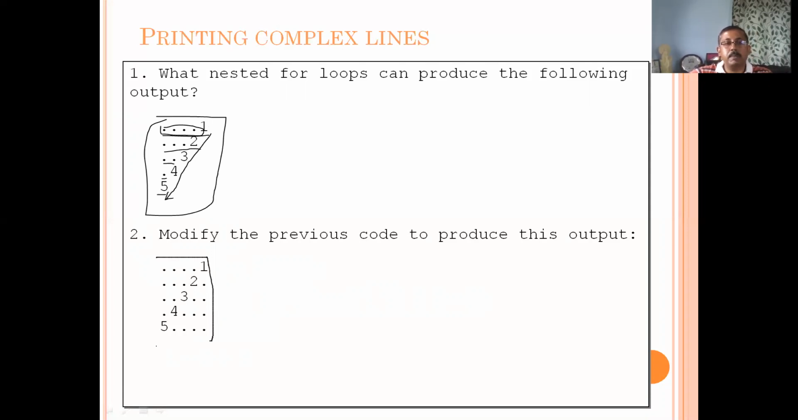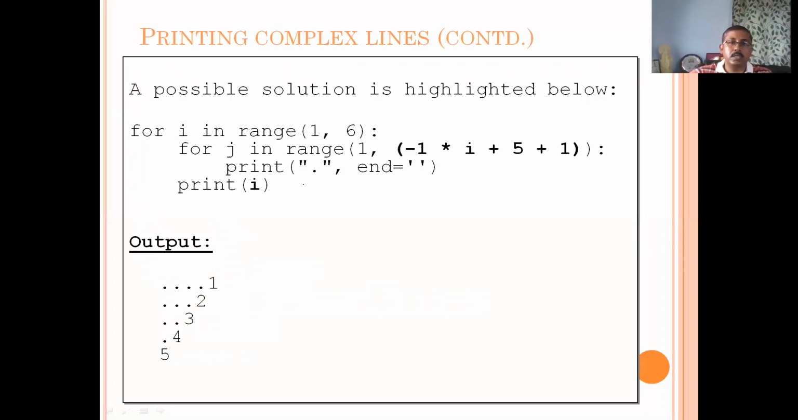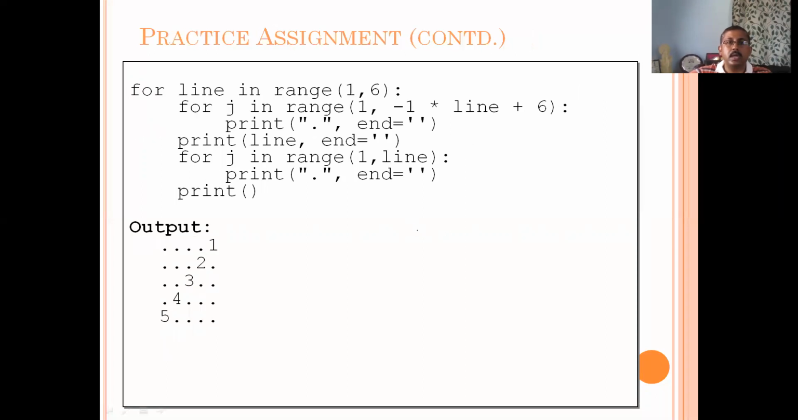You may also try a pattern like this. Try to print a pattern like this using a nested for loop or a nested loop. For or while, I leave it up to you. So these are the solutions. You can think about the solutions yourself, and in case you are able to do it or you want to cross check, you can see this solution like this.